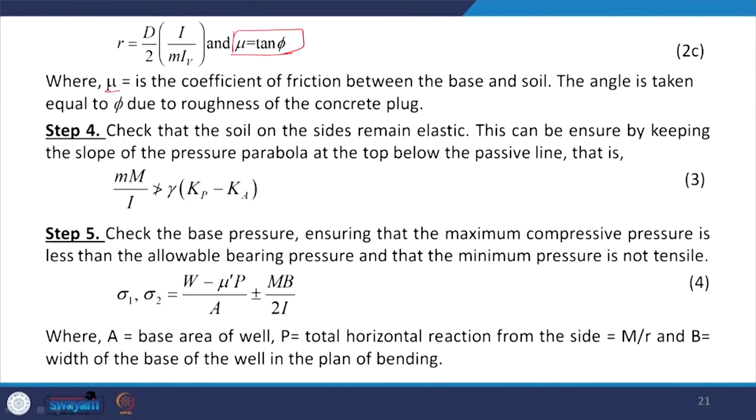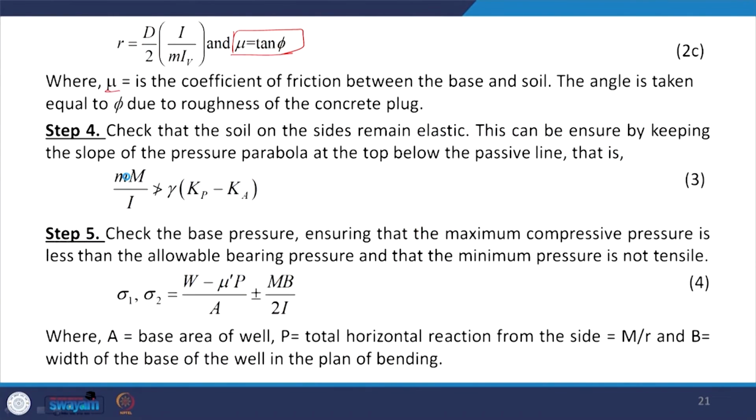Capital M is the external moment, while small m is not small m, it is a coefficient ratio, which we have already discussed. This is Kh or Kv, which is normally considered to be 1. So, once you know this equation third, this is another check. Equation 2a and 2b will be one check, equation third will be another check, but still the checks are not completed.